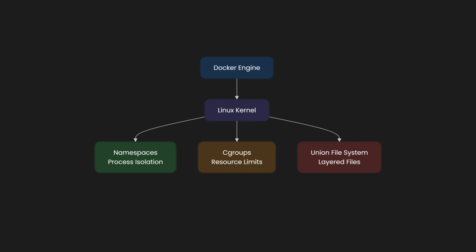Docker relies on key features of the Linux kernel. Namespaces provide isolation, cgroups control resource usage, and union file systems allow efficient storage through layering. On Windows or macOS, Docker runs these features inside a lightweight Linux virtual machine.